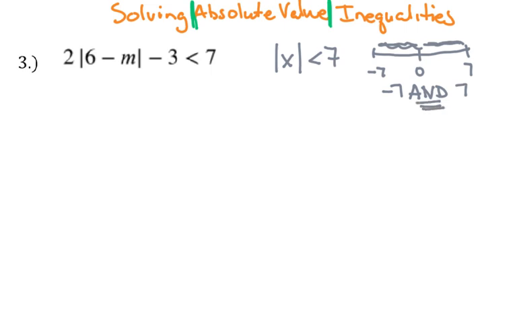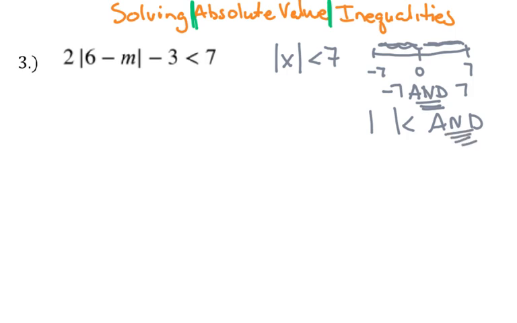Notice I'm emphasizing the word and. So anytime we have a less than inequality, and that means you have isolated your absolute value to one side and you have a less than symbol, you are going to use the word and between both equations.